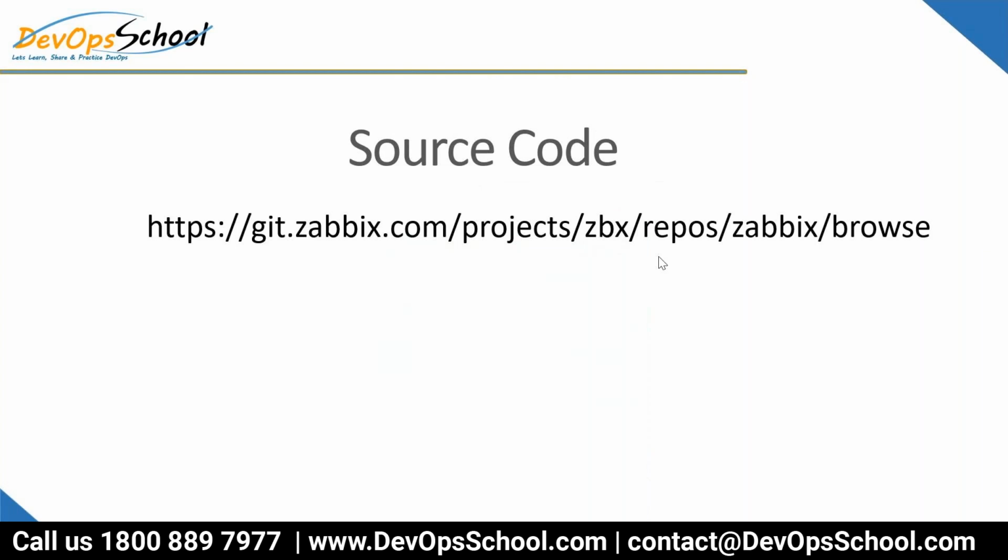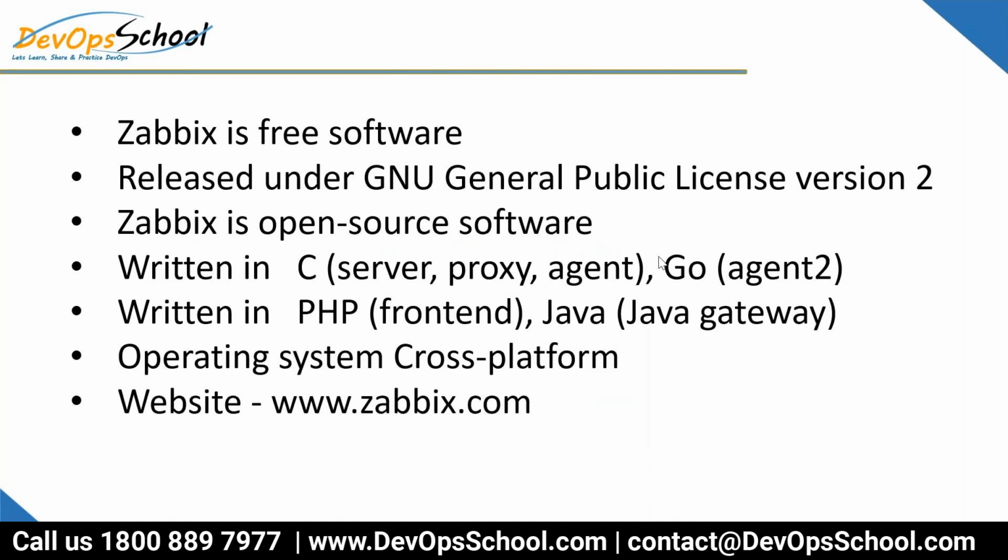Now the source code is, as I said, open source, so you can find it at this URL. You can browse it and understand it. So yes, Zabbix is free software released under the GNU General Public License version 2. Zabbix is open source software written in C. There are multiple components like the server, proxy, and agent written in C, and the Agent 2 version, which is in Go.